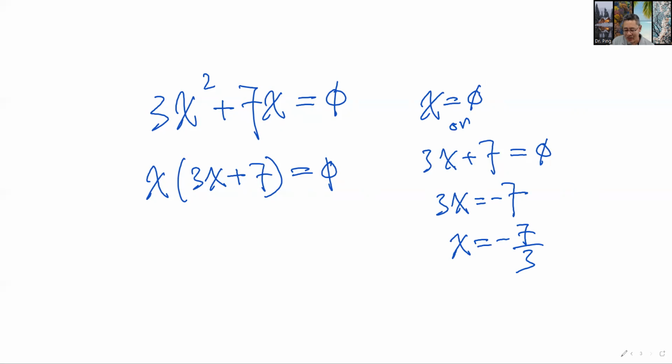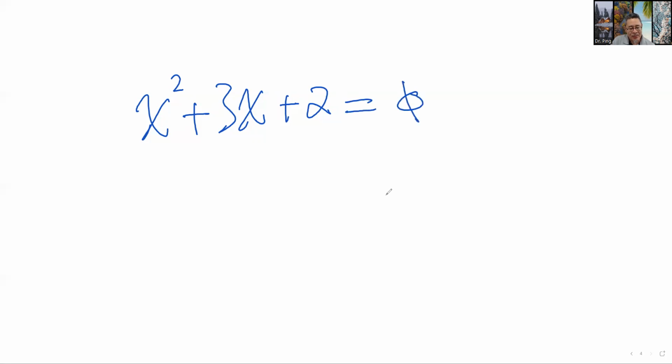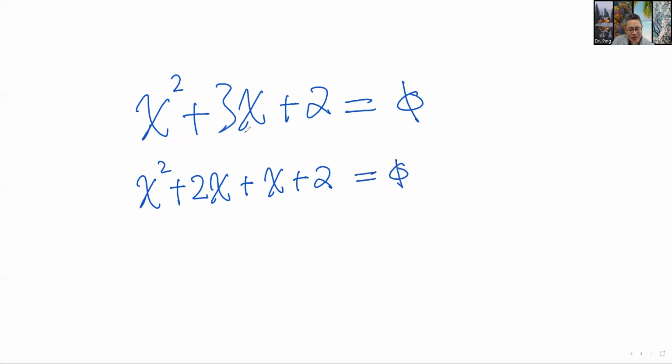Then we're going to get something a little bit harder. What happens if you have x squared plus 3x plus 2 equals 0? One thing we can see, well, we're going to play some tricks. We can break this down into x squared plus 2x plus x plus 2, right? Good. So we break the 3 into two parts.